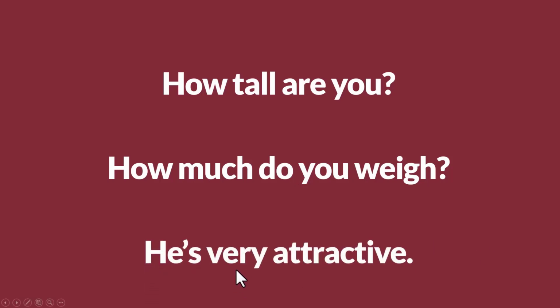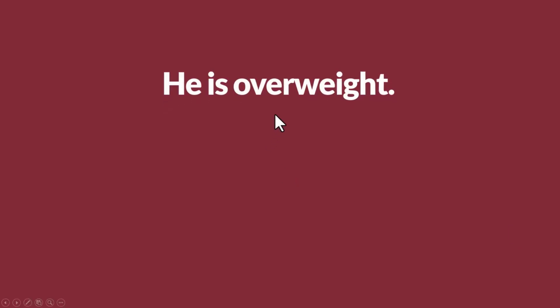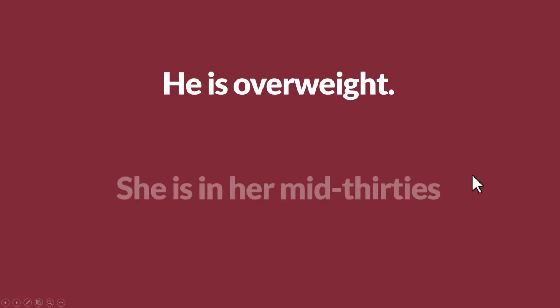He's very attractive. Attractive means beautiful, good looking. He is overweight. Overweight means fat, but we can't say fat. Fat is a kind of rude word. We can't say it to people. They get upset. Really. So you can say he is or you are overweight.